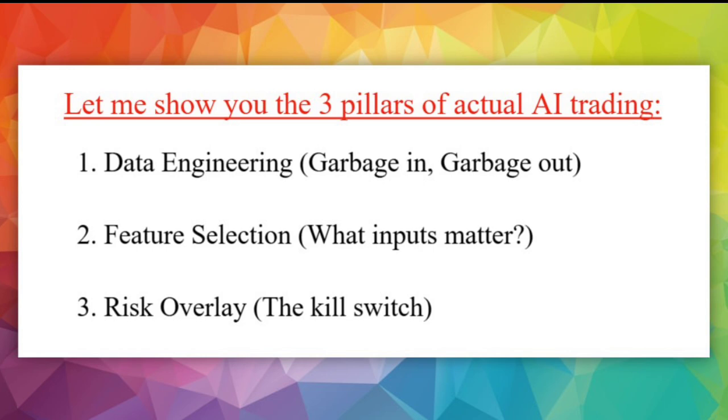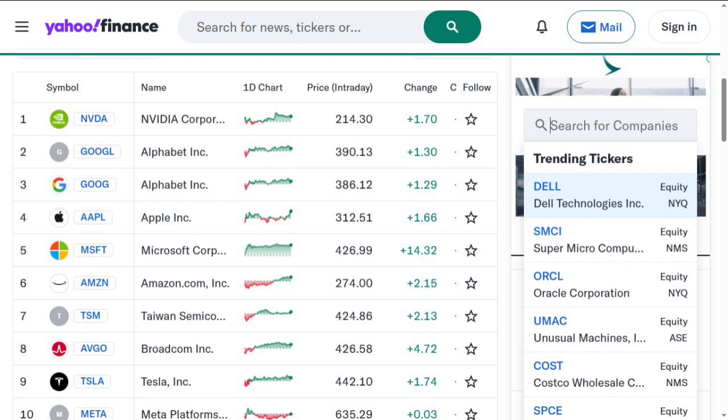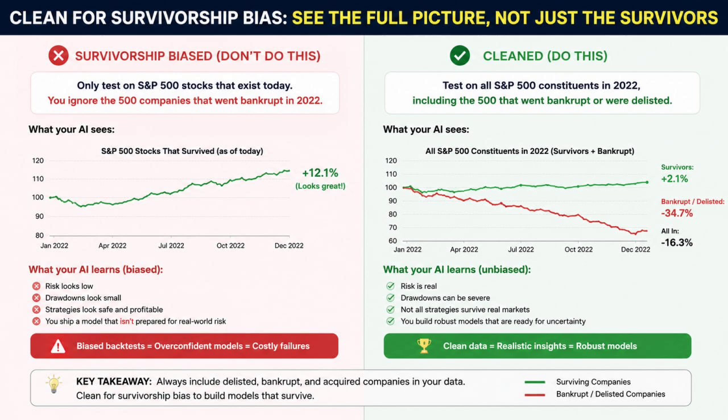Pillar 1. Data and the look-ahead bias. Most of you will fail at step 0. You download data from Yahoo Finance and feed it straight to the bot. Disaster. You must clean for survivorship bias. If you only test on S&P 500 stocks that exist today, you ignore the 500 companies that went bankrupt in 2022. Your AI will think risk doesn't exist.